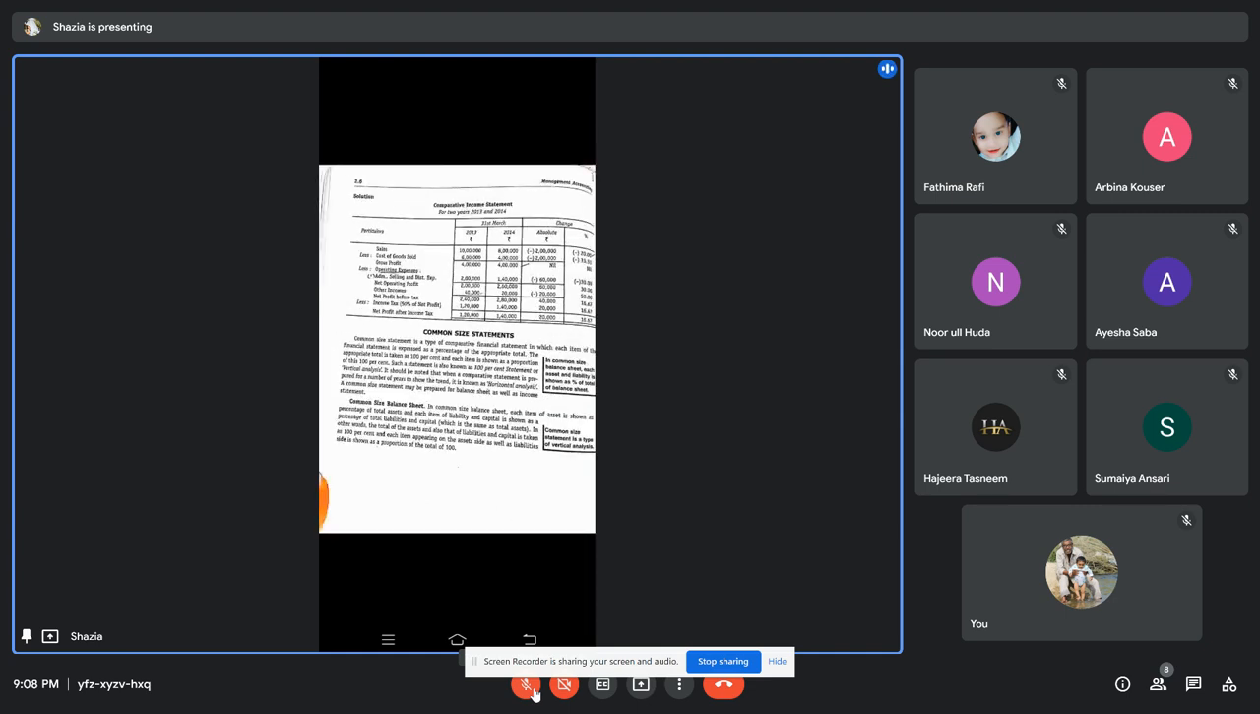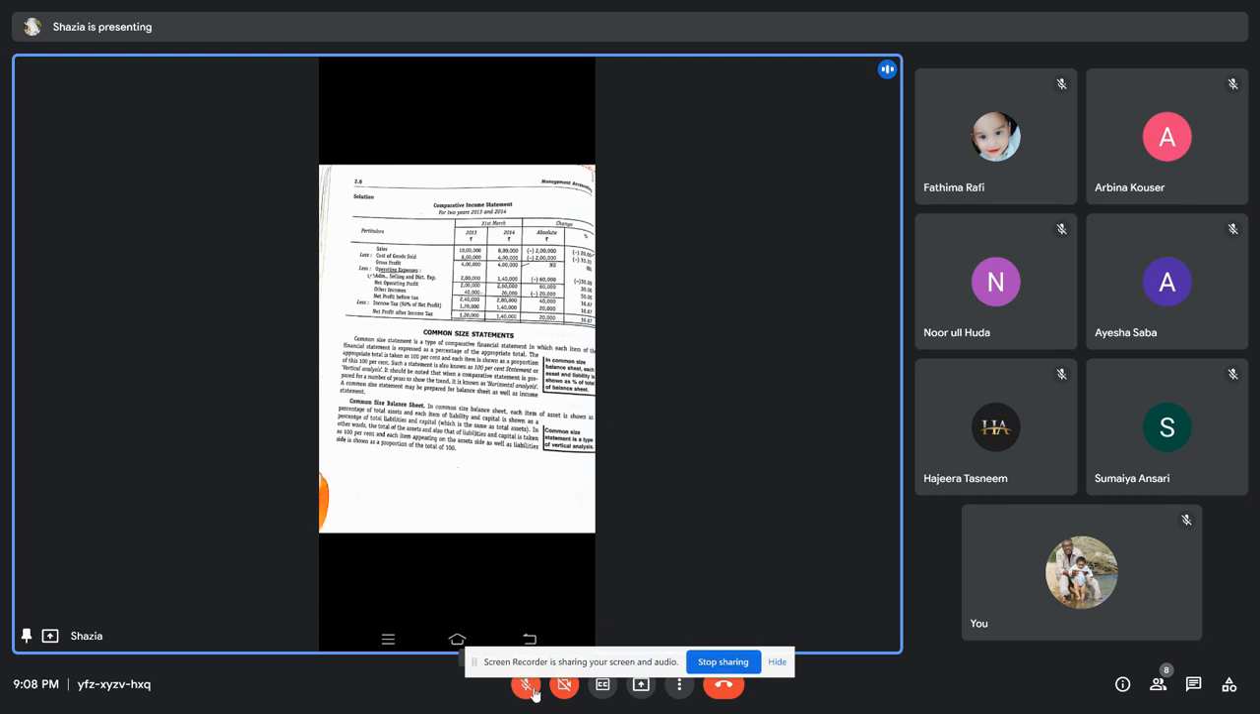See, common size balance sheet. Now what exactly, how do you prepare the common size balance sheet? In a common size balance sheet, each item of the asset is shown as a percentage of total assets, and each item of the liability and capital is shown as the percentage of total liability and capital. So when you are calculating assets, you should take the total amount and the total percentage of the total assets. Okay, that I will teach you how to do it.